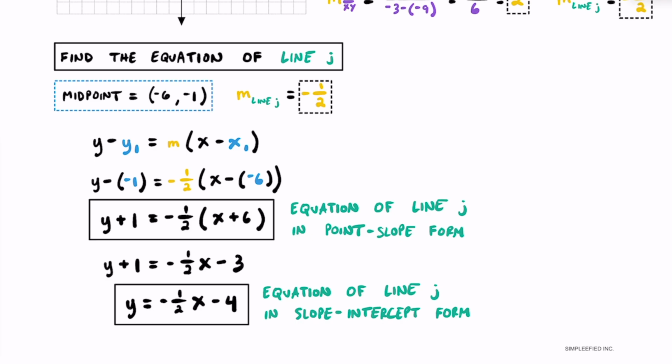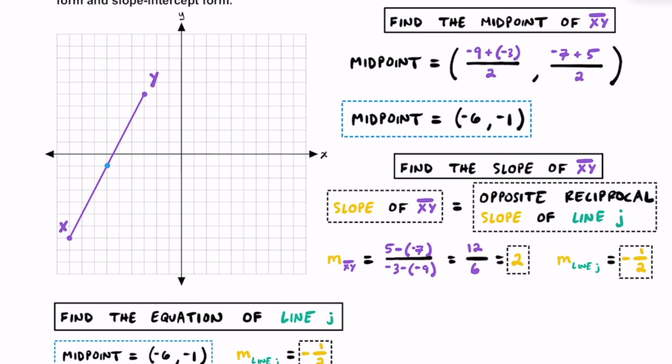Now, while we have both of our equations for line J, let's see if we can graph this to see if it makes sense. Typically, slope-intercept form is a little bit easier to graph from, so let's use that one. We know the y-intercept is -4, and the slope is -1/2. Let's see our graph over here.